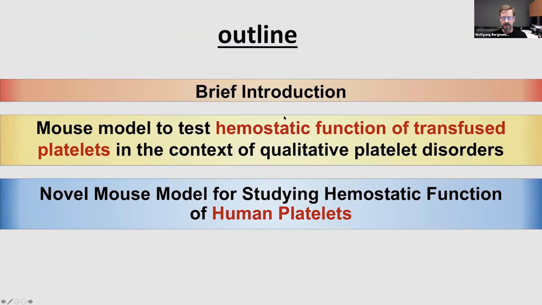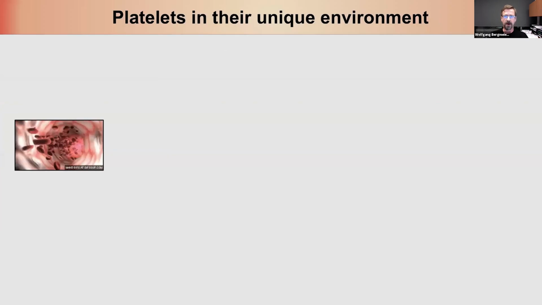My outline is to give you a brief introduction on what we do and on platelets, then talk about the hemostatic function of transfused platelets in the context of qualitative platelet disorders. And then in the final couple of minutes, talk about the model that we built that I think is really great to study human platelets in mice, and especially the hemostatic and thrombotic function in a pathophysiological environment.